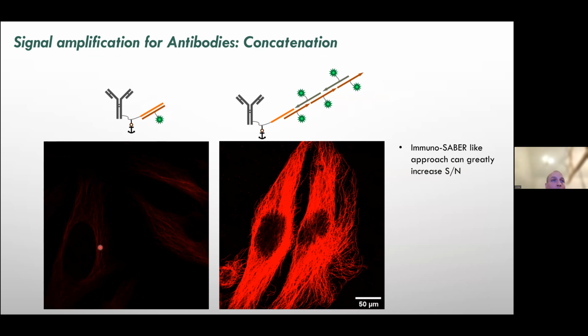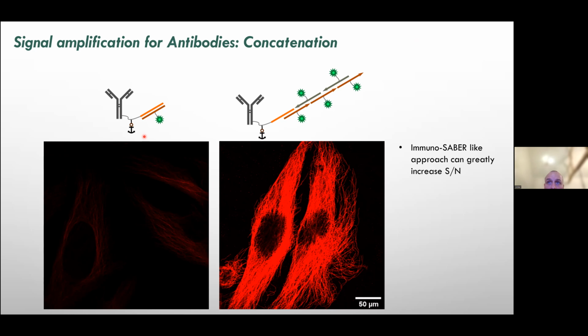But if you take the probe and you have concatenating complementary probes, you can start generating this longer concatenated product, and you get immediate signal increase. This is a Saber-like approach, and what I want to show here is that the multivalent linkers of ours directly allow the use of these Saber approaches for antibodies as well.